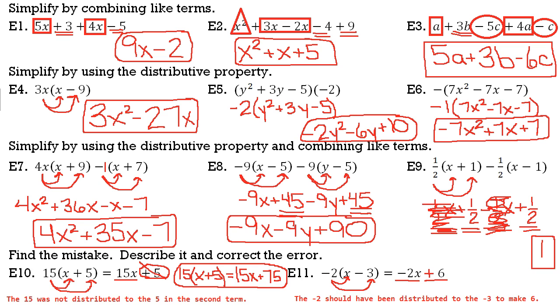All right, so if we actually wanted to correct this error, you would take the negative 2 times the quantity x minus 3, and then you have to make sure that that negative sign gets distributed to both terms, which would give me negative 2x plus 6. So that would be the error that needed corrected. We need to make sure the second term in the end turns out positive.